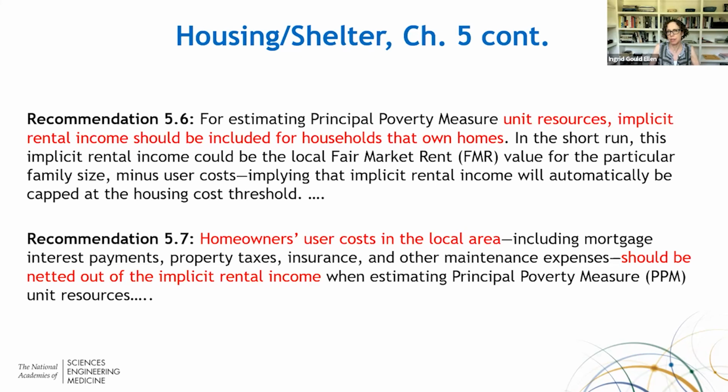be negative. Okay, that's a little wonky, but basically it means that where there may be homeowners who face really high user costs, they could be credited with basically no implicit rental income at all and be treated just like renters. But we assume that homeowners start off as no worse off than renters in the same markets that have to pay rent.